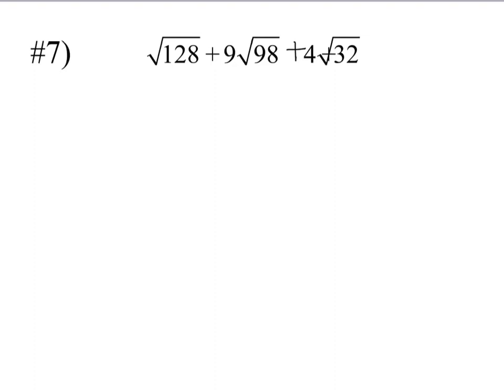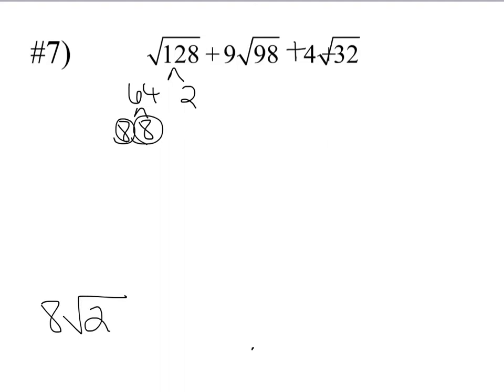Okay. On this one we have the square root of 128 plus 9 square root of 98 plus 4 square root of 32. So the first thing I'm going to do is simplify 128. So 128 is 64 times 2, and 64 is 8 times 8. I can stop there because now I know I can bring an 8 out front, leaving just a square root of 2 inside.